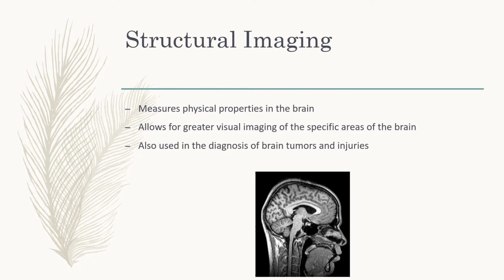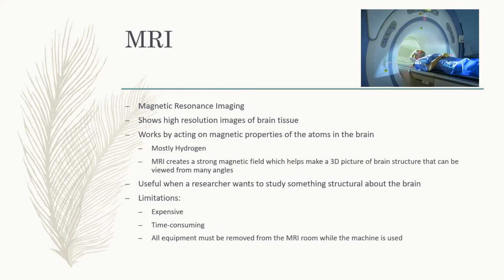So structural imaging measures physical properties in the brain. It allows for greater visual imaging of the specific areas of the brain, and it also is used in the diagnosis of brain tumors and injuries. And just like with the electrical ones, there are several different types of brain scans that are part of the structural imaging part. So the first one is MRI.